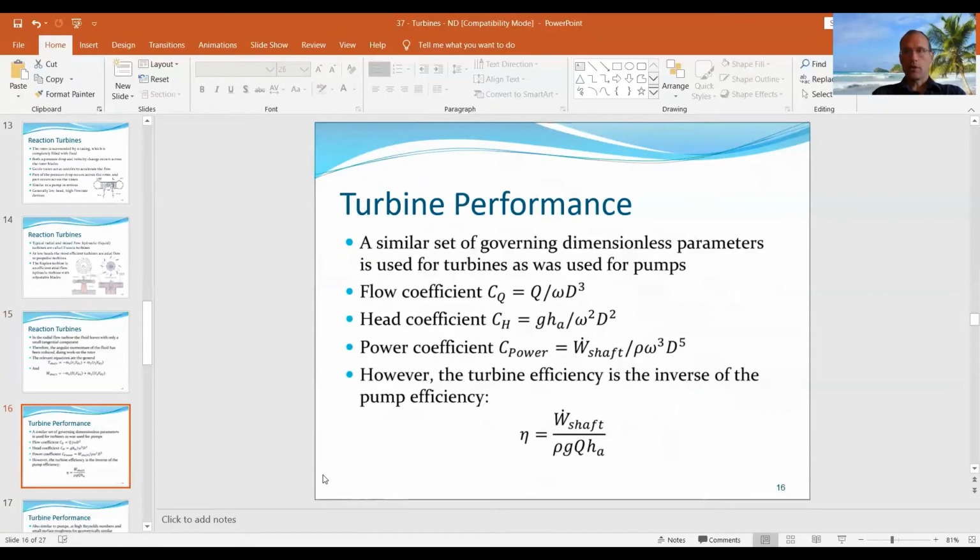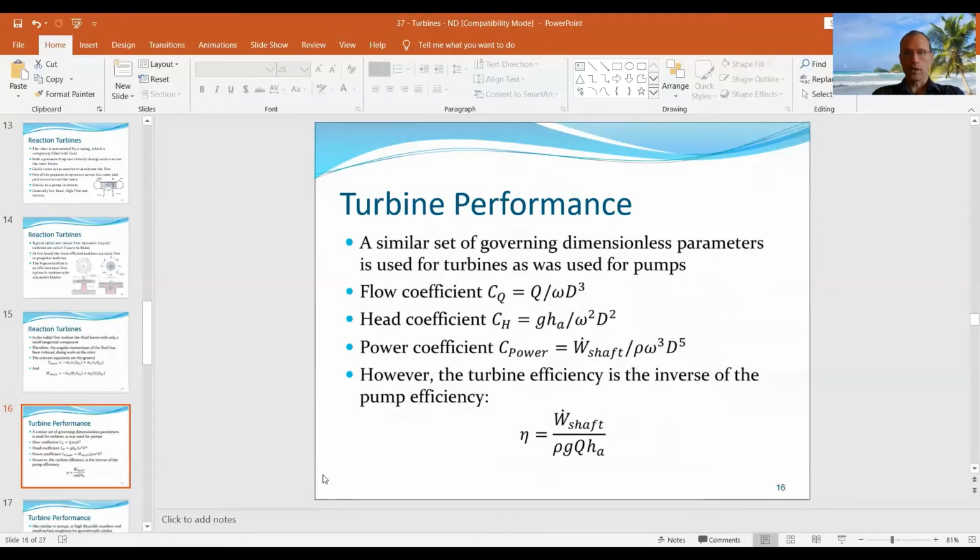In terms of turbine performance, it's going to look very similar to what we had for pumps, because again, it's just basically pumps in reverse. So I still have the same dimensionless parameters. My flow coefficient CQ, which is the flow rate Q divided by omega d cubed. I have the head coefficient CH, which again is g times H over omega squared d squared. The power coefficient, W dot shaft over rho omega cubed d to the fifth. Again, all the same as what we had for the pumps.